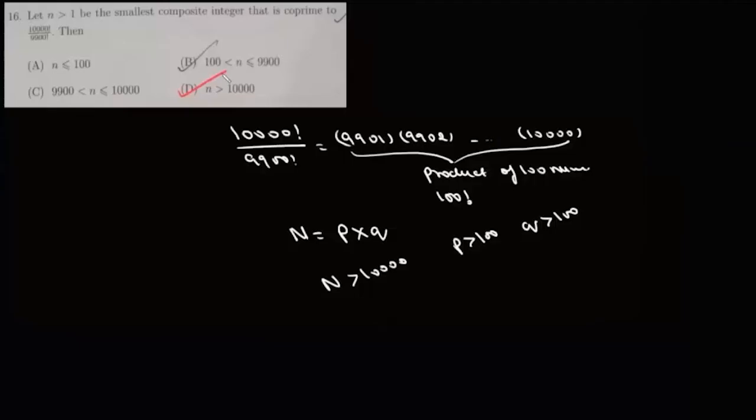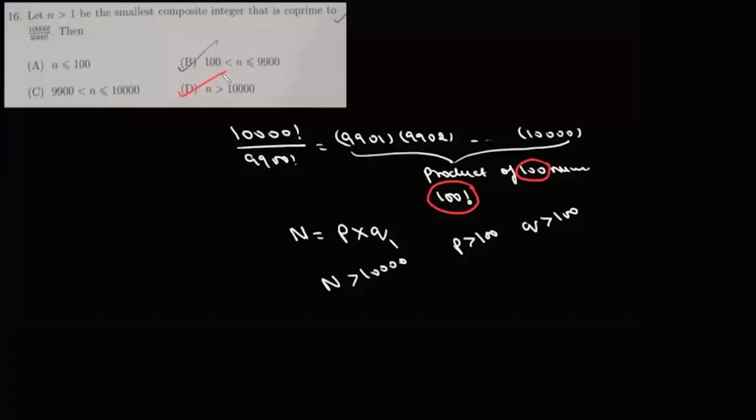Now in question number 16, it says the smallest composite number that is coprime to factorial 10,000 upon factorial 9,900 is. If we look at factorial 10,000 upon 9,900, it will be the product of 100 consecutive numbers starting from 9,901 to 10,000. We know that the product of n consecutive numbers is always divisible by factorial n. So the product of these 100 numbers will always be divisible by factorial 100. So any number between 1 and 100 is always going to divide this product.